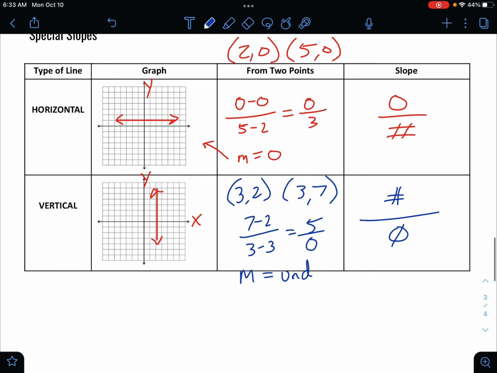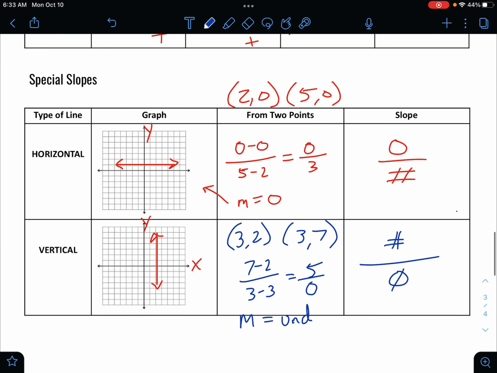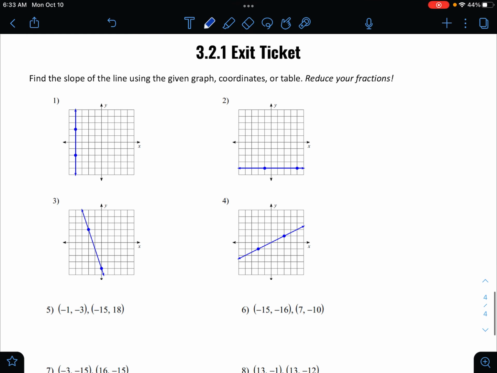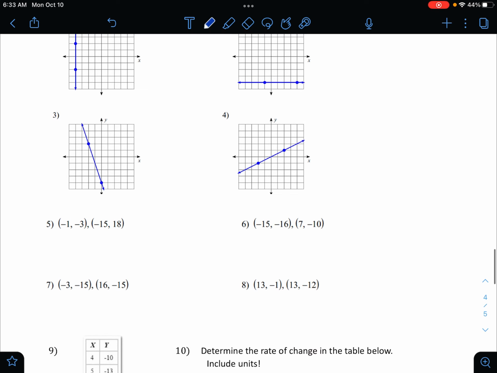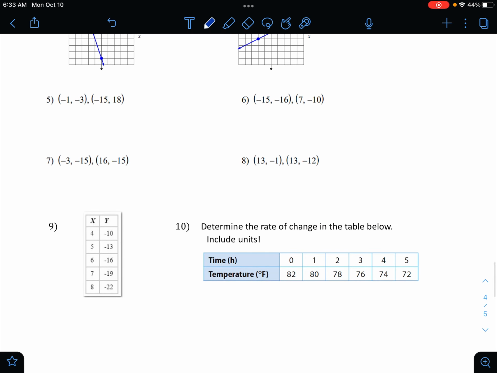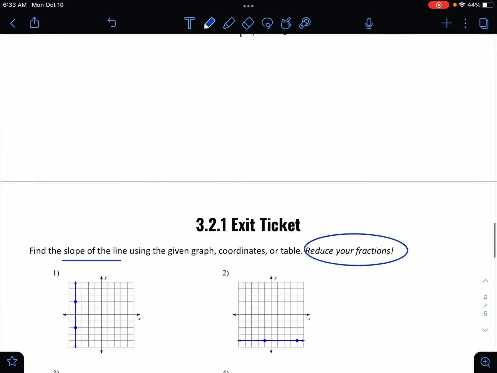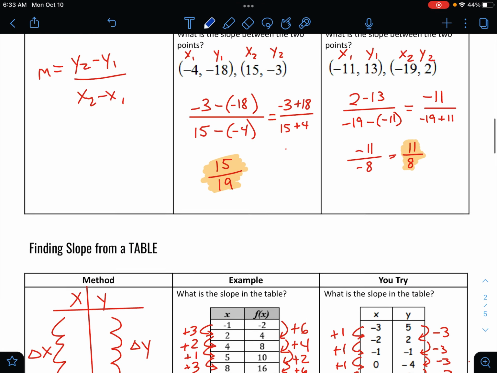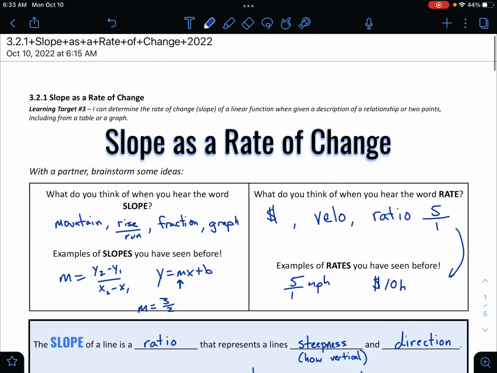Once you are done, I know this is a little bit longer of a video, especially for something that's kind of a review from last year, but students have struggled with this in the past. So once you're done, I want you to go ahead and try these out. You're going to find the slope of the line. That's it, just the slope of the line. Make sure to reduce your fractions, okay? And then down here, you're going to use a formula. Down here, you're going to use the tables. So this is where you'll do this. Have it checked off, and then there's a Canvas quiz for you to check your understanding, okay? Good luck. Send me a message if you have any questions, and I'll see you guys soon.